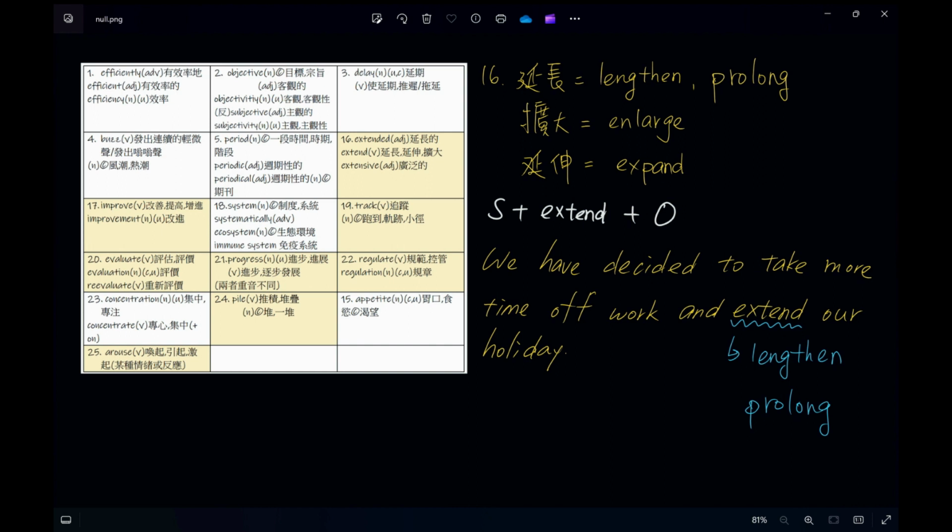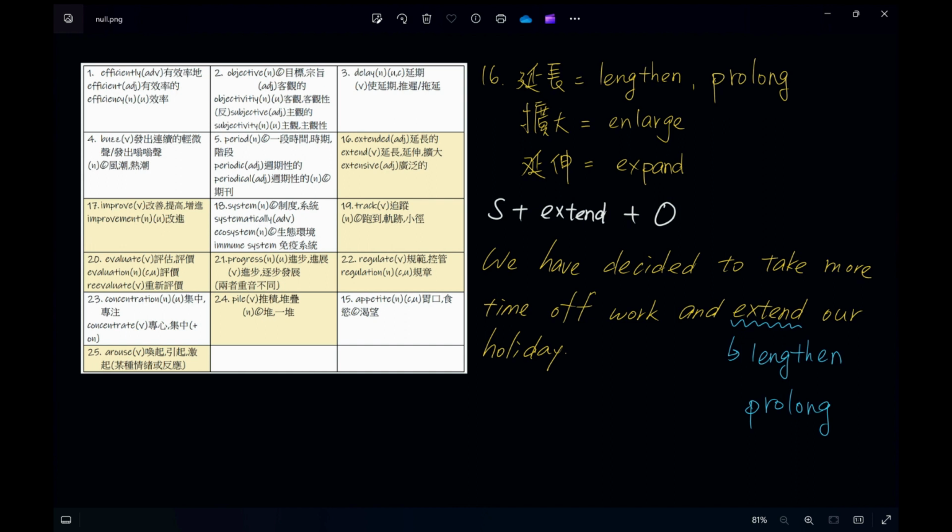Extend is a regular verb. The past tense of that will be extended. Okay? Extend can have three different meanings. One is to lengthen something, to prolong something. The second one is to enlarge something, to make something bigger. And the next one is to expand something. Okay? So you can use a subject with extend with an object. The object being the thing that you want to extend.